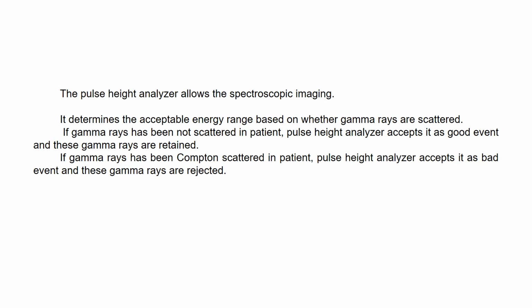The pulse height analyzer allows spectroscopic imaging. It determines the acceptable energy range based on whether gamma rays are scattered. If gamma rays have not been scattered in the patient, the pulse height analyzer accepts it as a good event and these gamma rays are retained. If gamma rays have been Compton scattered in the patient, the pulse height analyzer treats it as a bad event and these gamma rays are rejected.